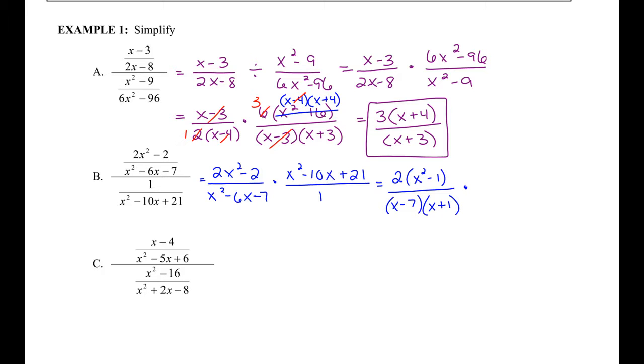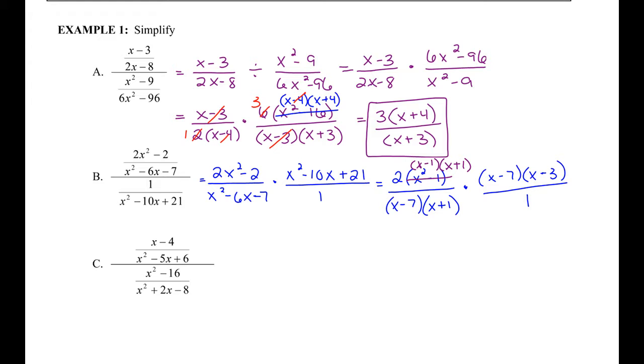Then in the second fraction, I'll be factoring the numerator, what multiplies to 21 and adds to negative 10. So we are going to use x minus 7 and x minus 3. And this is still over 1. We do also have to factor x squared minus 1 again. It becomes x minus 1 and x plus 1 because it's the difference of two squares.